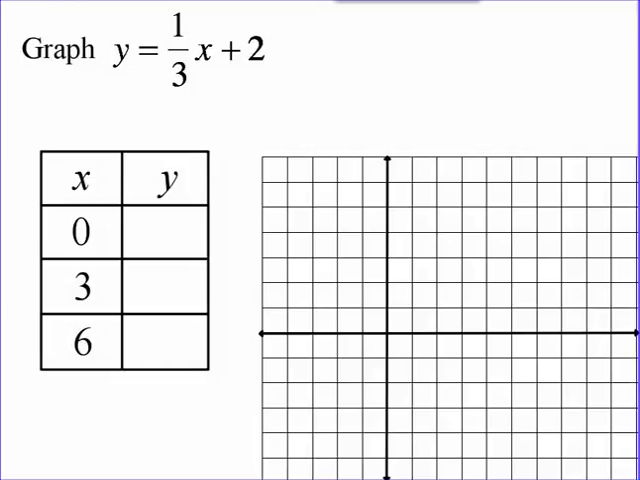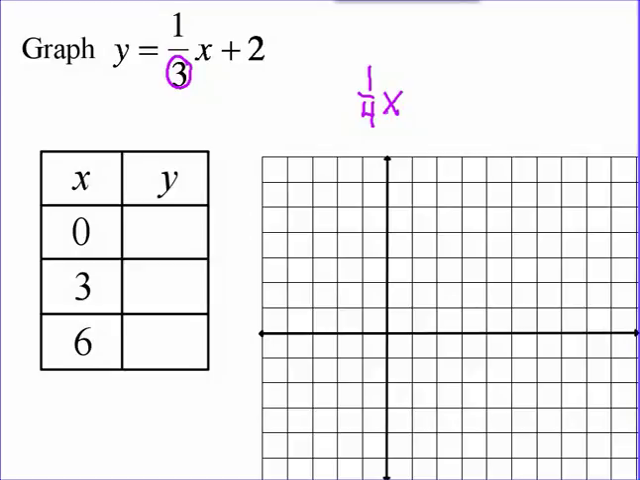So let's look at this one right here. This one says to graph y equals 1/3 x plus 2. Okay, so this one you could use intercepts, or we could use a table. Now notice I already have a table there. Why do you think I went 0, 3, and 6 instead of 0, 1, and 2? Yeah, I see I've got a fraction here. So I'm going to go with multiples of 3. If it would have been like 1/4 x, what would you have done? Multiples of 4. Yep, so you would have done like 0, 4, and 8.